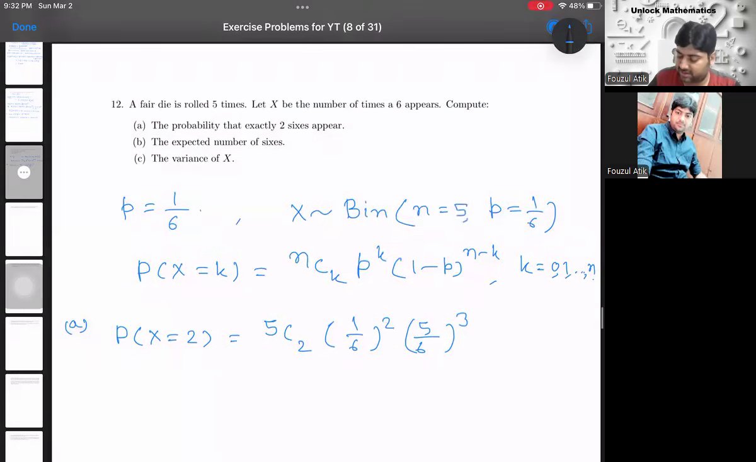I am not going into that detail. You can just use your calculator and finish the problem. Okay, the answer for the next one: the expected number of successes.